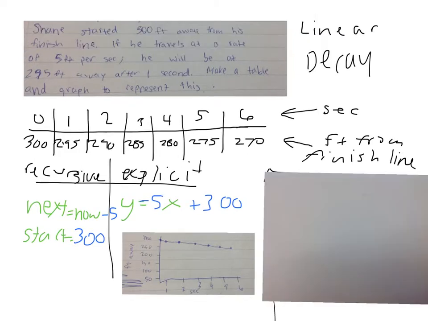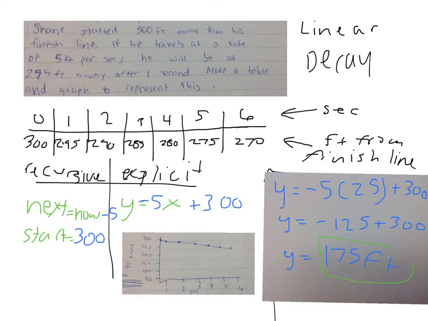How many feet away would he be after 25 seconds? So to do this, we would have to do y equals -5, and then plug in the 25 seconds, plus 300. Now, y equals -5 times 25, -125 plus 300, which gives us 175 feet. So therefore, after 25 seconds, we would have 175 feet.